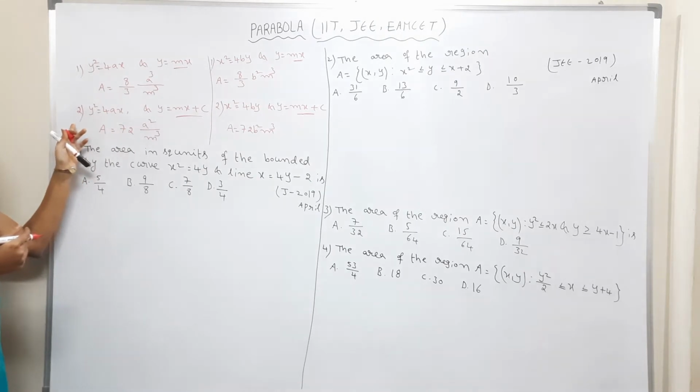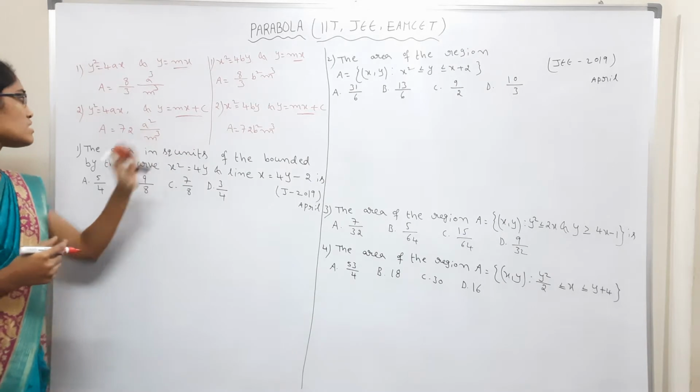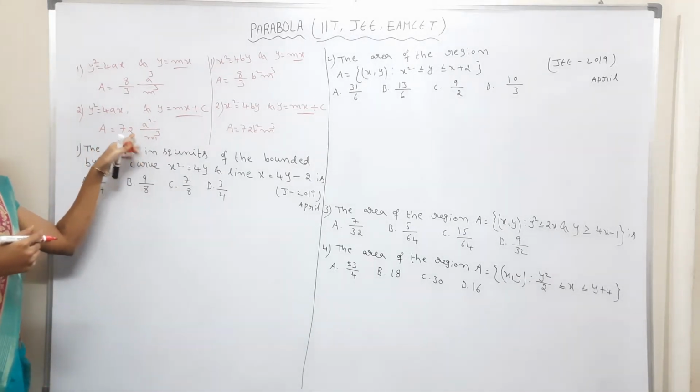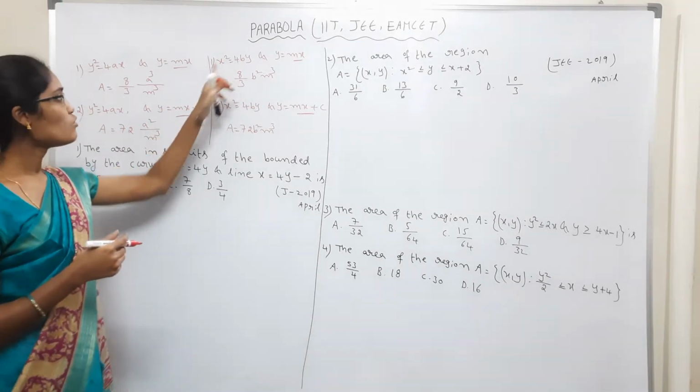Next, see the second form. y square is equal to 4ax, but the line is different here: y is equal to mx plus c. So the area is equal to 72 into a square by m cube. These are the shortcuts. Okay. Now, see the second form, x square is equal to 4by.